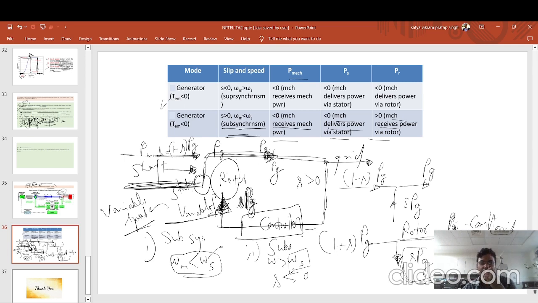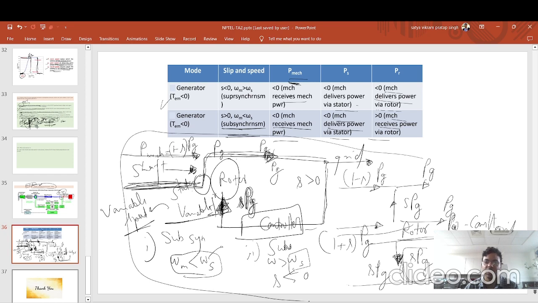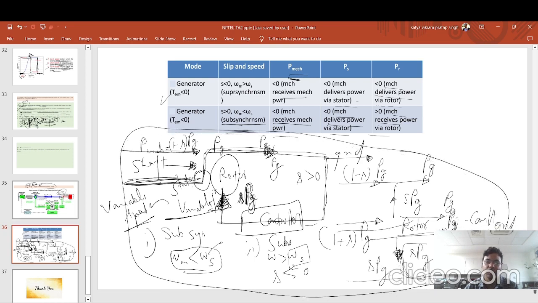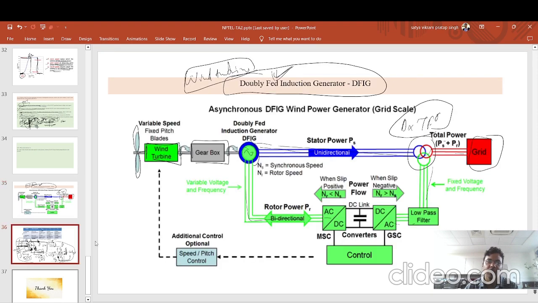Okay. In this condition also, you can say the machine receives mechanical power, and the machine delivers power via the stator. It is delivering power from the stator, that is Pg, but the machine also delivers power via the rotor. It is delivering rotor power from the rotor, that is SPG. That is the main concept behind this doubly fed induction generator, because you have two paths to control the speed and maintain a constant power.